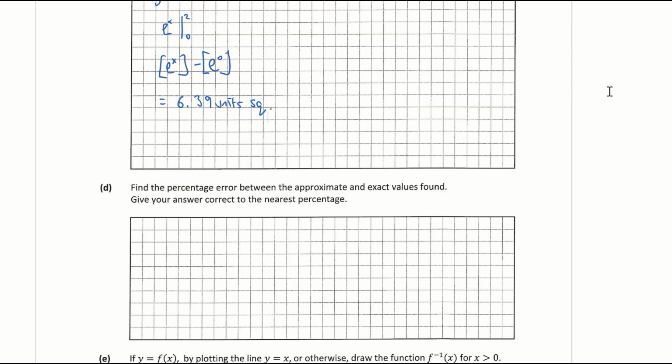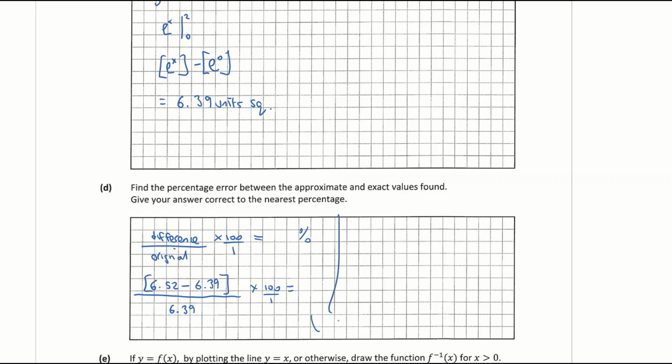The next part then wants us to find the percentage error between the approximate and the exact. So the formula I use is difference over original times by 100 over 1, and that'll give us the percentage. The difference is when I take my exact and my estimate away from each other. So the estimated area was 6.52 and I take away my exact 6.39, so that'll give me the difference between the two of them. I divide that by the original, which is the true value, 6.39, and then I turn that into a percentage by timesing it by 100 over 1.